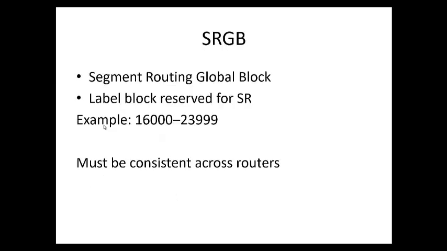So the segment routing global block is from 16,000 to 23,999, and this is not for adjacency SID or binding SID. This is only for prefix SID and node SID. Node SID and prefix SID.